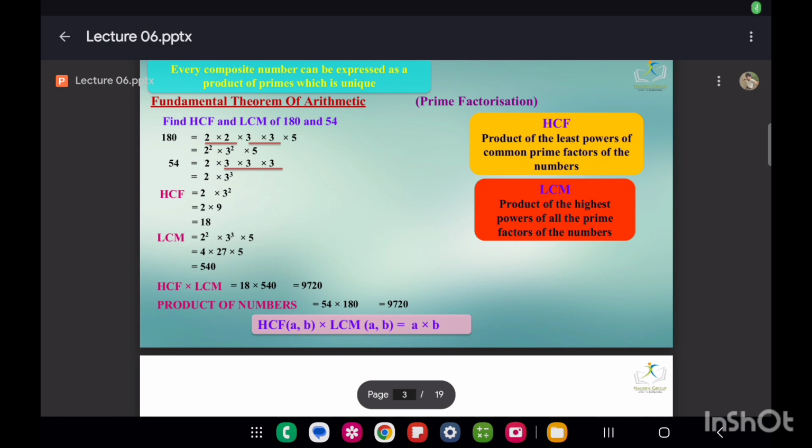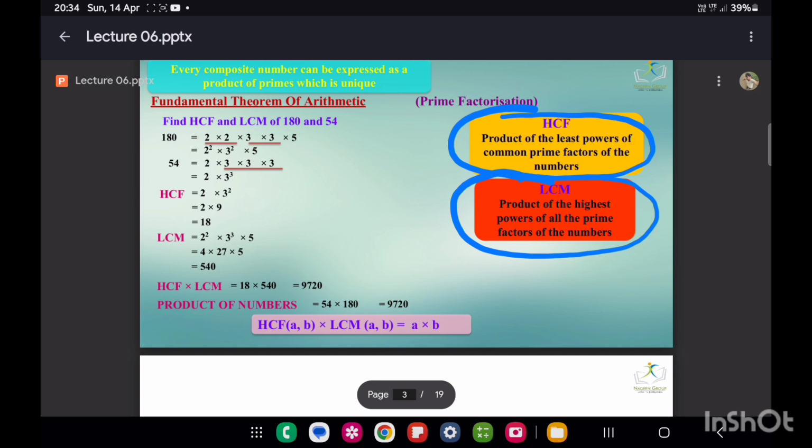We can go to the next topic, the fundamental theorem of arithmetic. In the fundamental theorem of arithmetic, we will find the HCF and LCM. What do you mean by HCF? HCF is the product of the least powers of common prime factors of the numbers, and LCM means the product of the highest power of all the prime factors of the numbers. HCF and LCM we have studied in earlier classes, so we can go directly to the problem.